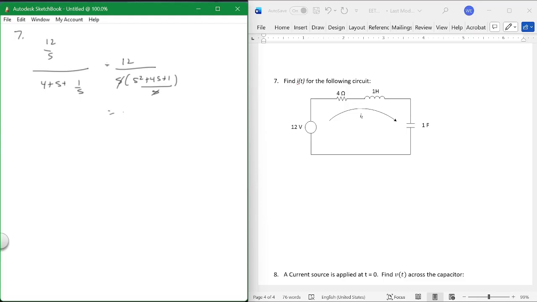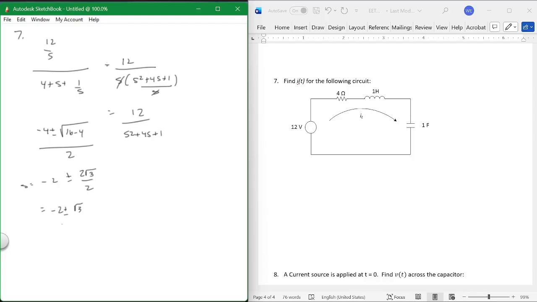So now we have 12 over S squared plus 4S plus 1. You put that in your quadratic formula: minus 4 plus or minus the square root of B squared, 16, minus 4AC, over 2A. So it's minus 2. So S is equal to minus 2 plus or minus, kind of messy, 2 square root of 3 over 2, or minus 2 plus or minus square root of 3.